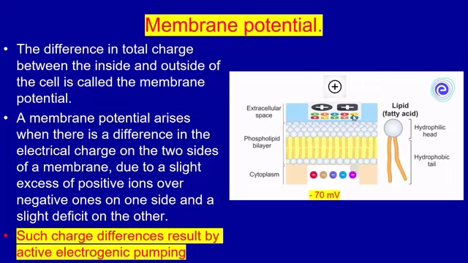We know that the same charges repel each other and opposite charges attract each other. The positive attracts the negative and the negative attracts the positive, and the same charges repel each other. So the tendency is that inside the membrane is negative charge. The intracellular fluid is negatively charged and the extracellular fluid is positively charged. So this difference is brought about by pumps, and these pumps are called electrogenic pumps.